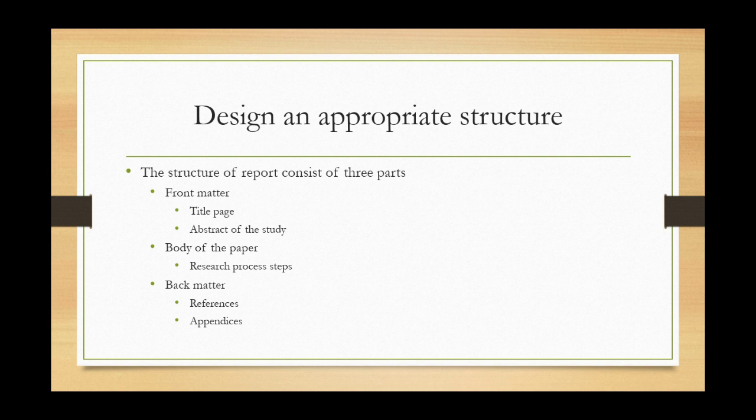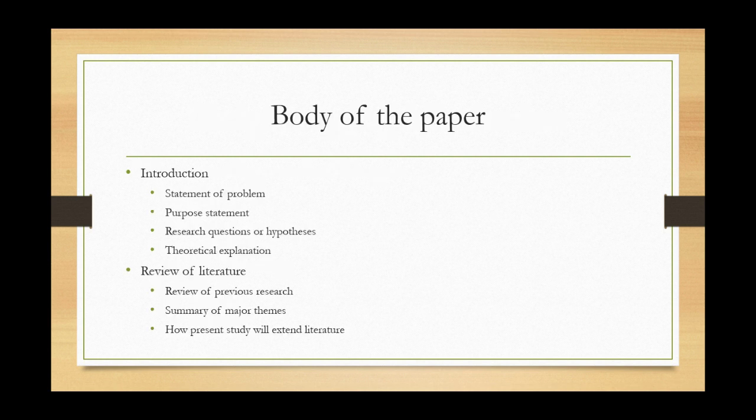Then let's talk about the body of the paper. The body of the paper comprises, as we have said, several sections. The first section is the introduction section. In the introduction section, you will explain the statement of the problem and the purpose statement. In there, you will put the main objectives and the specific objectives. Then you will put what we call research questions, and you can explain some theoretical or conceptual explanations in the introduction. So it is in the introduction where you can put all these other sections.